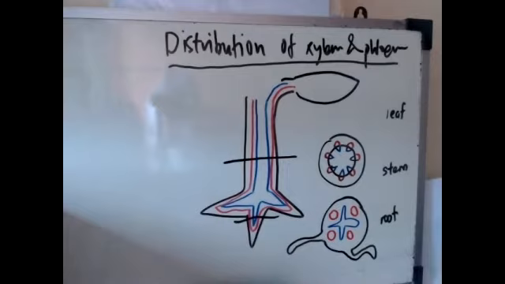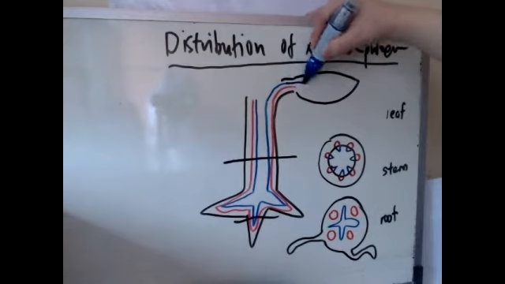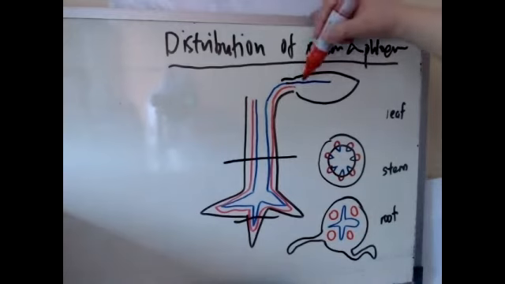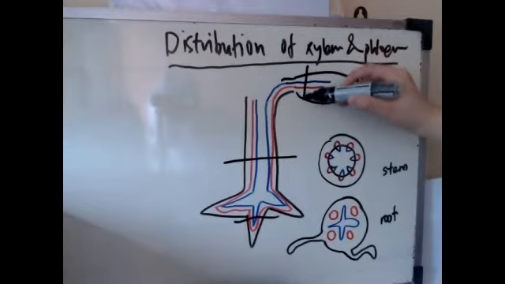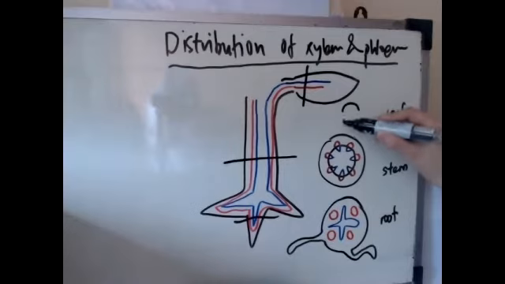For the leaf, we don't cut it this way. For the leaf, we cut it this way, and look from the side. So for the leaf, it looks something like this.